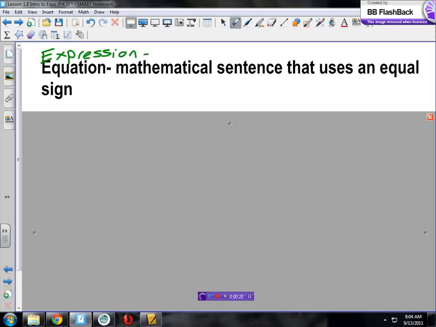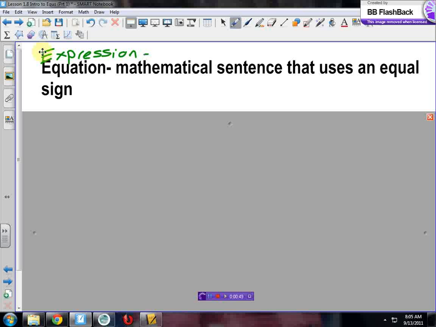All right, equation and expression. You don't have to write that down, but I'm just going to tell you the difference. If you want to write it down, it's not a big deal. So an equation is a math sentence with an equal sign, which makes sense because equation kind of sounds like equal, right? Equation has an equal sign.